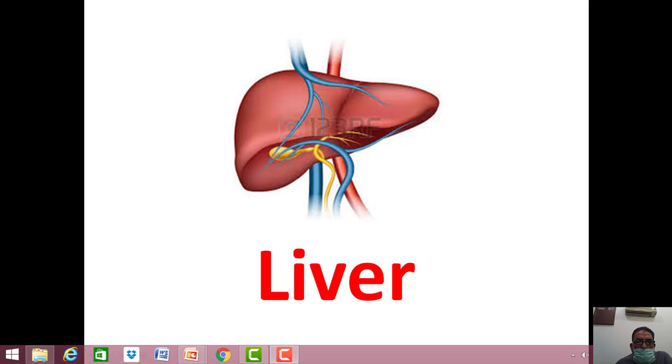Now we move on to the next very important GIT gland, that is the liver. You all know the liver is the largest organ in the GIT below the diaphragm. Now we will briefly discuss the histological aspect as well as the functional aspect of the liver.